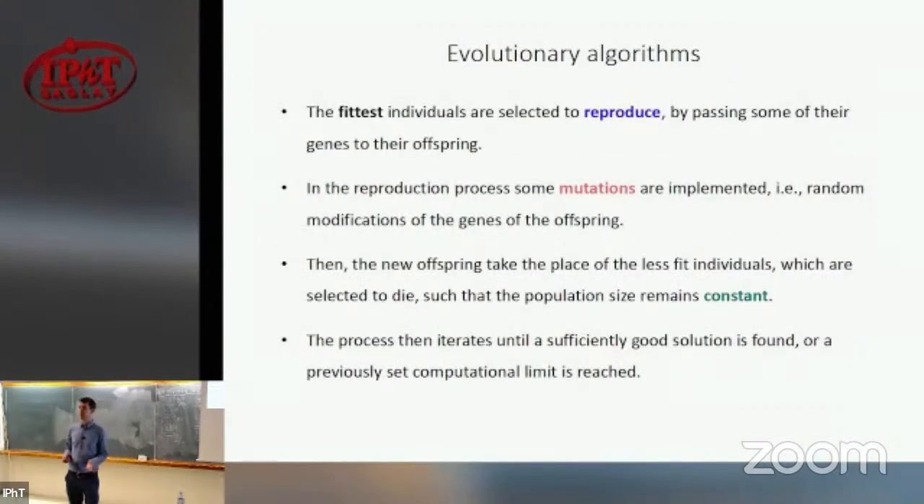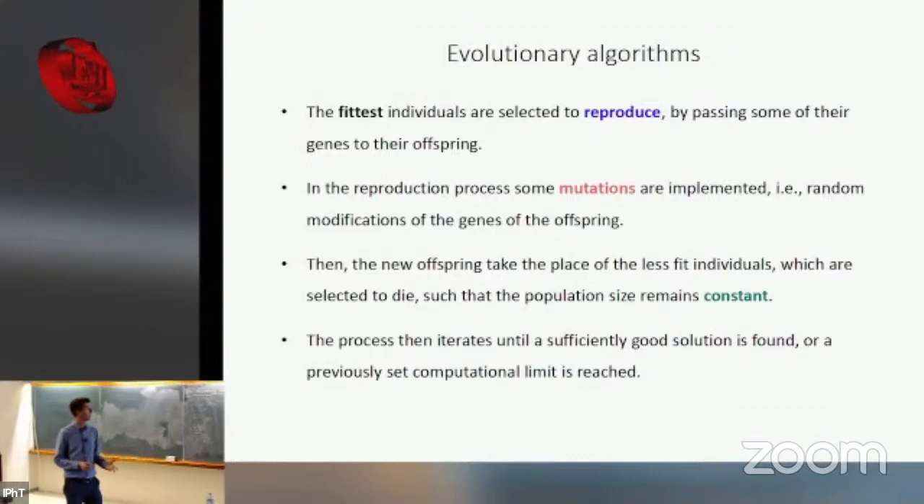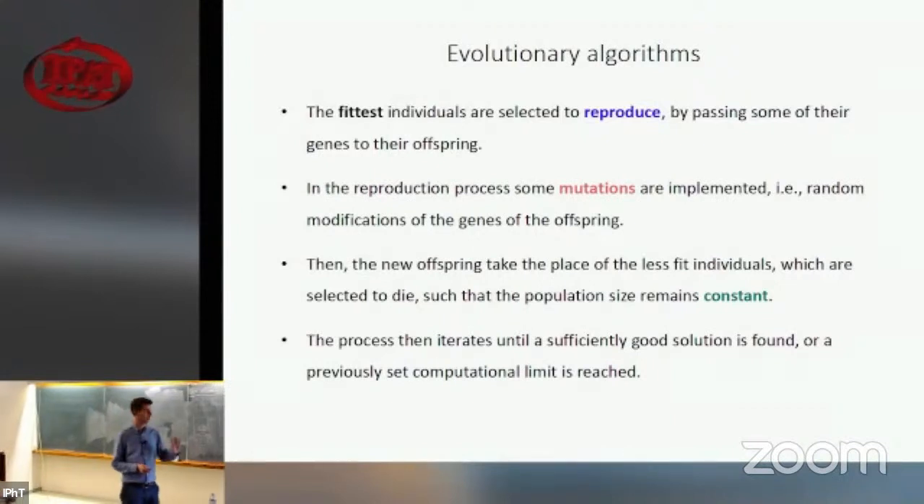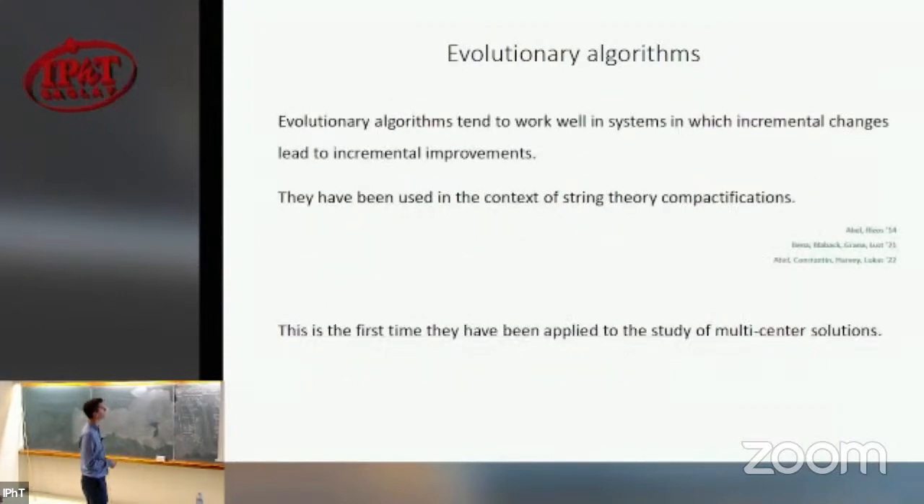The fittest individuals are selected to reproduce, combining candidates in some particular way by passing the genes to the offspring. And in the process, some mutations are implemented so that we introduce some randomness into how we explore the solution space, the configuration space. And then as we generate new candidates, they replace some part of the population which die off, such that the overall size of the population remains constant in the whole process of the algorithm. This then iterates until a sufficiently good solution is found or we reach some computational limits.